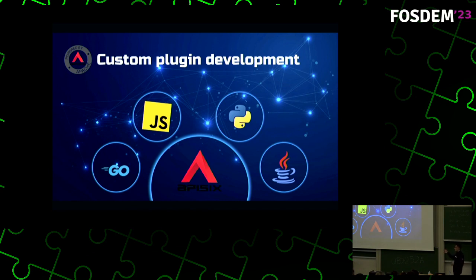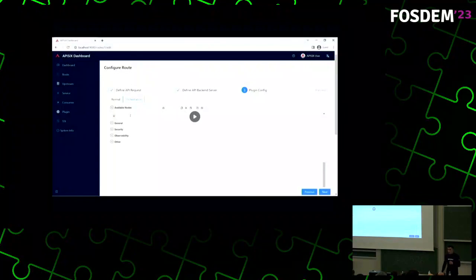With APISIX or a similar API gateway, nowadays modern API gateways provide language support. You can choose your favorite language you are familiar with and create custom plugins. Maybe you're a Java developer, or a Go developer or Python. You can choose your favorite language and write the plugins. Or you don't want to write code.